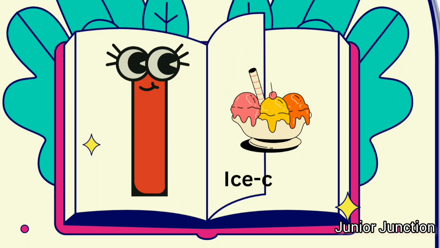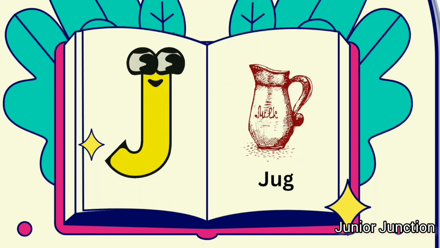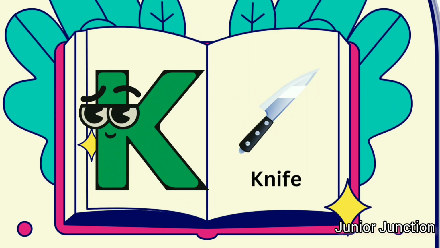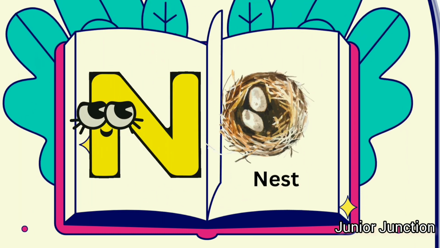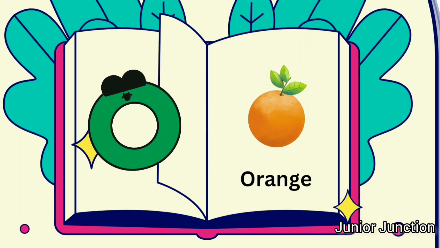I is for ice cream. J is for jug. K is for knife. L is for lion. M is for moon. N is for nest. O is for orange.